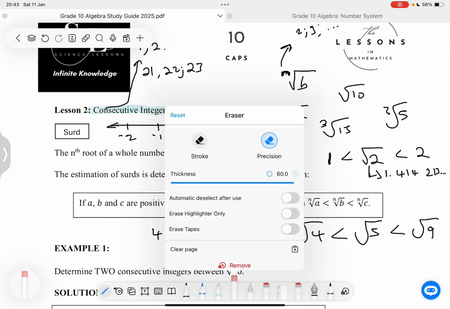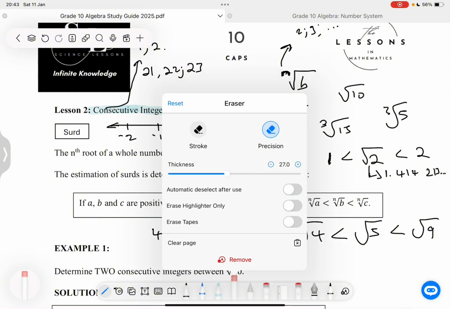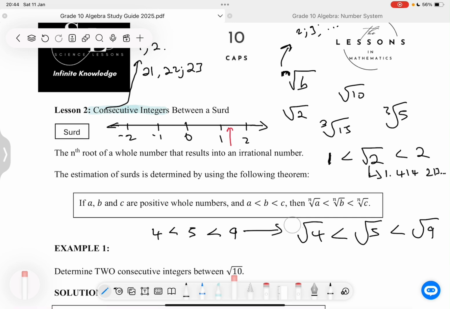So just to fix this quickly, we prefer normally not to write the 2 there, because a square root already has an invisible 2 there, right?